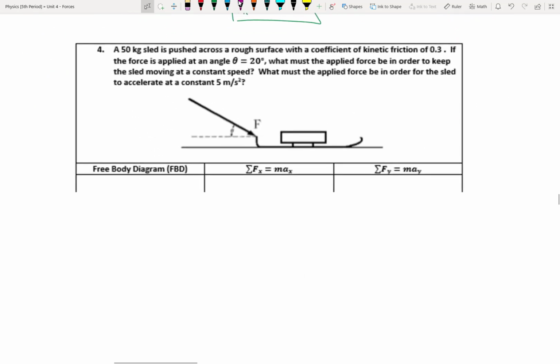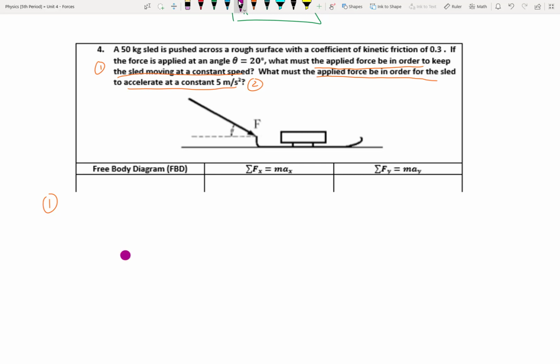Okay, number 4 starts to get a little more complicated. We get a similar picture to what we've had before, a sled with a force applied at a downward angle, and we're trying to push it across a rough surface. So we have a coefficient of kinetic friction, and kinetic friction acting on it. This question's asking, what must be the applied force to keep the sled moving at a constant speed? And then the second part is to figure out what must be the applied force in order for it to accelerate or speed up at 5 meters per second squared. So we're just going to start with number 1 here.